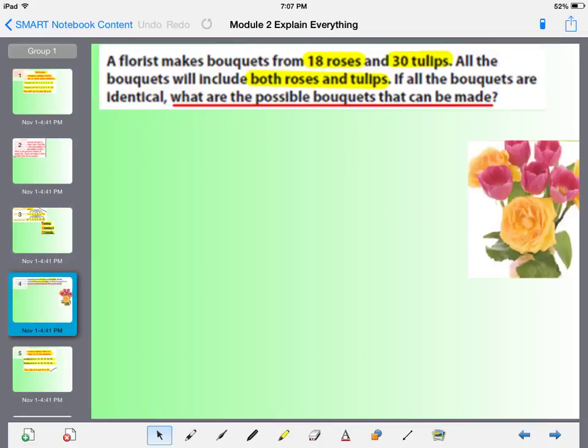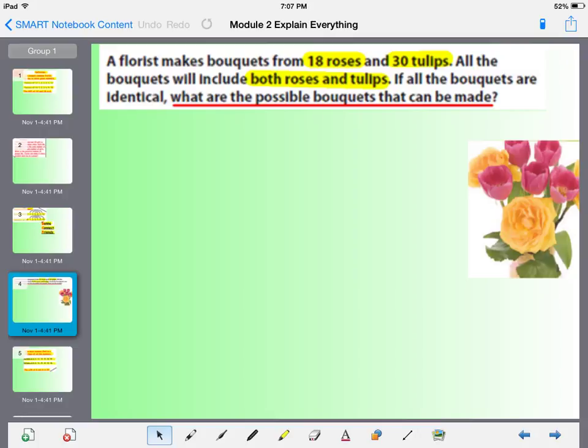Let's take a look at another real-world example of when we would need to use GCF. I hope you remember that I shared with you that my brother is a floral designer in New York City. And as a floral designer, his job is to create bouquets and flower arrangements for businesses and for personal use. Let's take a look at this example.